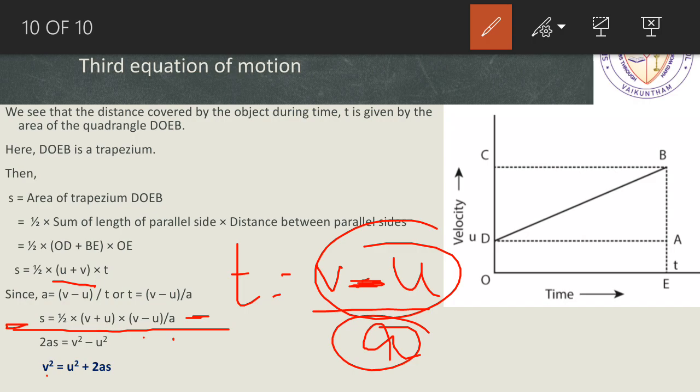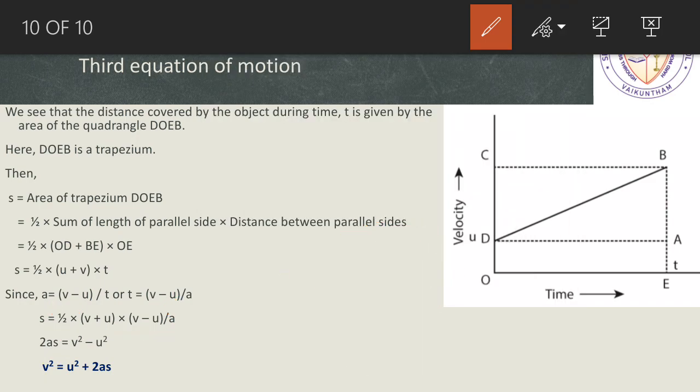So here this A and 2 will go here, because in the denominator there is a 2 here, and in the denominator A is also there here. If you take it to the other side, it becomes 2as. It will go to the numerator, and then here the product of v plus u and v minus u will give you v square minus u square. So the formula becomes, when you rearrange, v square is equal to u square plus 2as. So this is the third equation of motion.